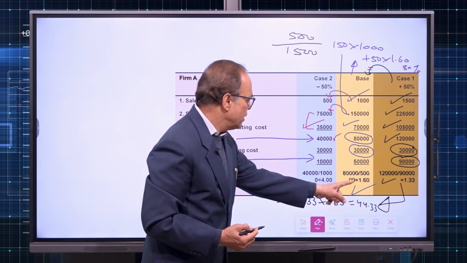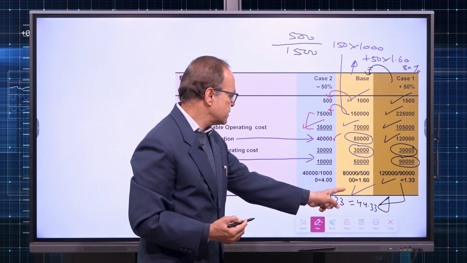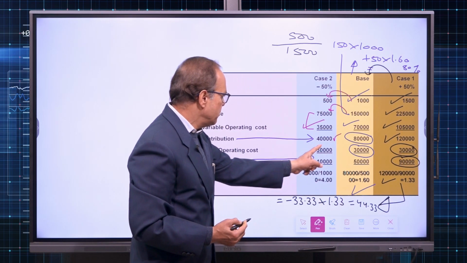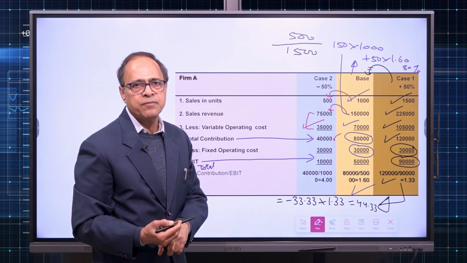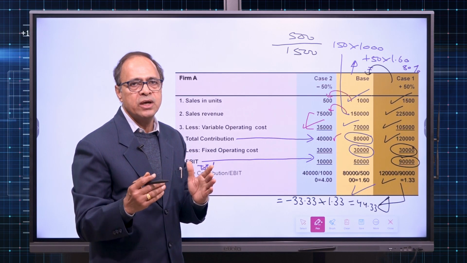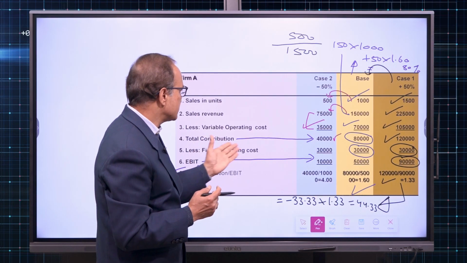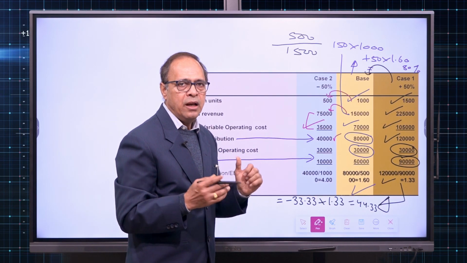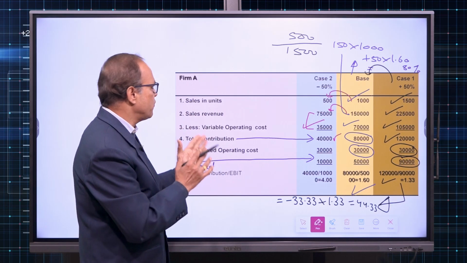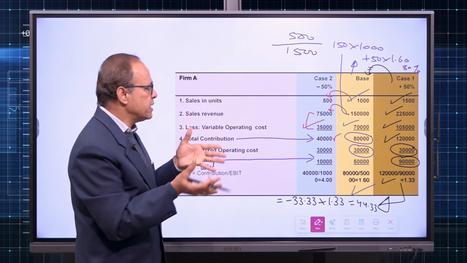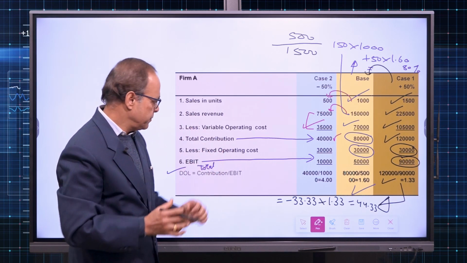Now you can see, we had to test the base case. You can exactly see profits have declined by 80%, because 1.6 is the DOL at the base case. So this is about firm A, which is having fixed cost 30,000. Now I hope you have understood about firm A. Let me quickly depict the same facts for firm B.